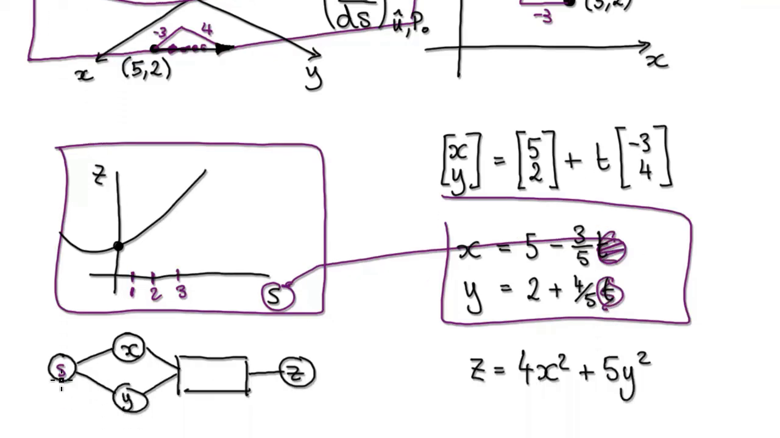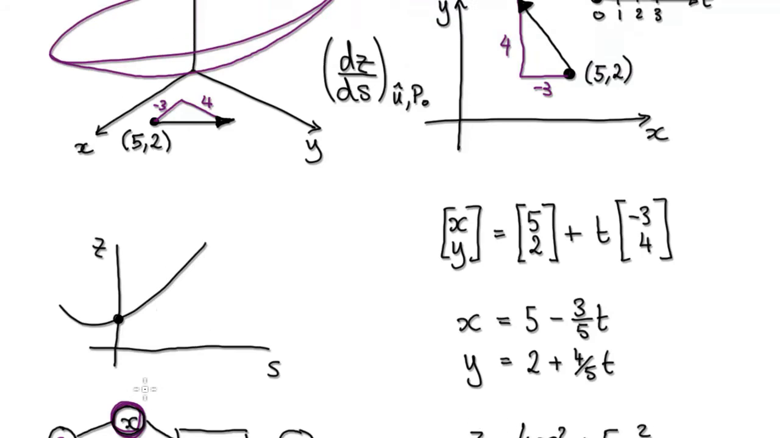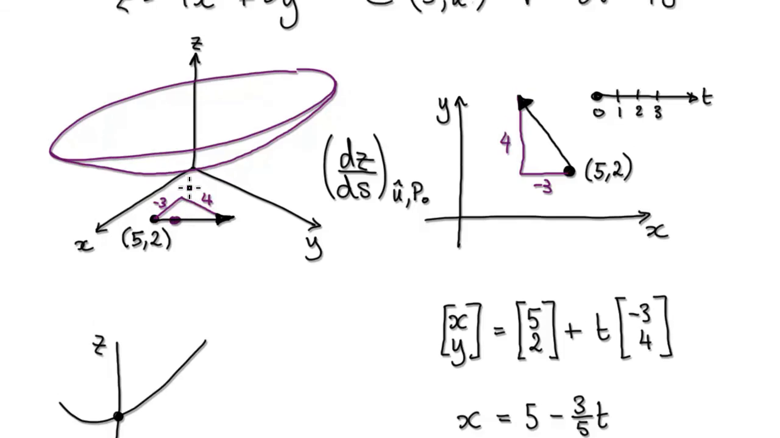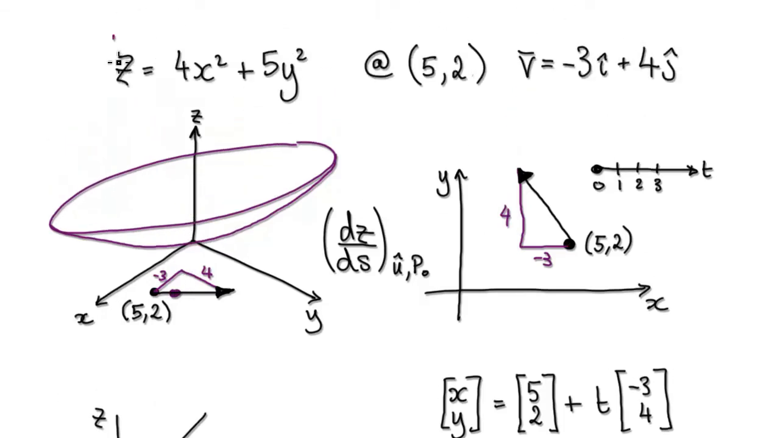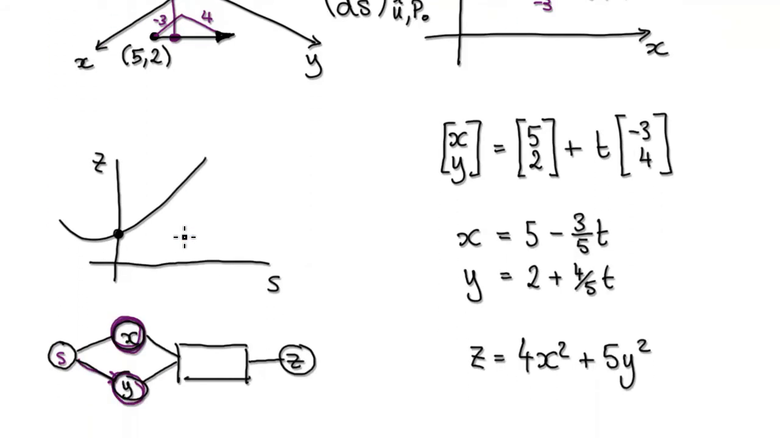So for a given s, we would know the precise location of our particle in the x direction and the precise location of the particle in the y direction. Once we know the precise x and y location, we can bung it into the z function, and then that would jump to the surface. So once we know the x and y location, we can work out the height of our surface.